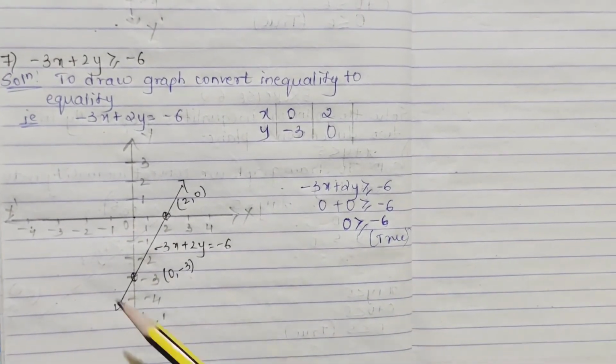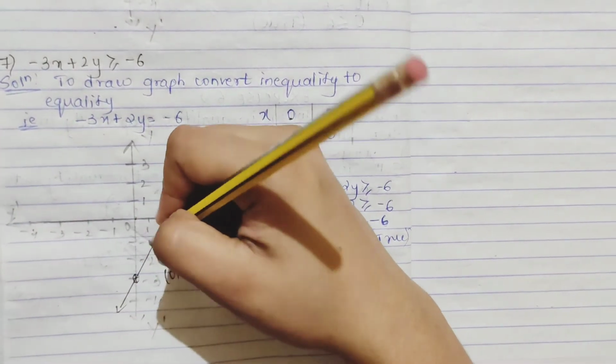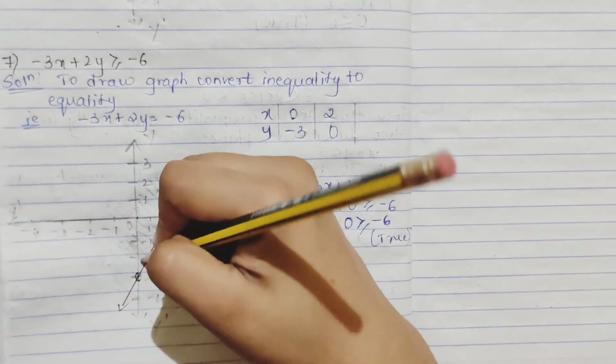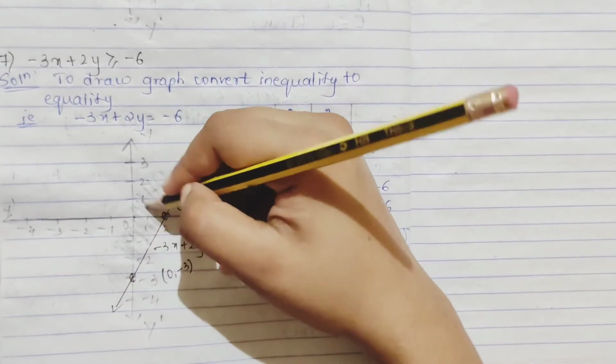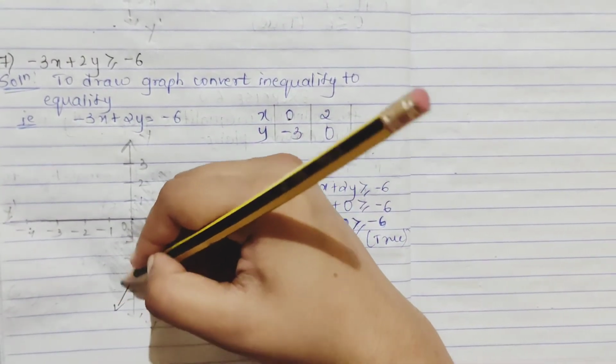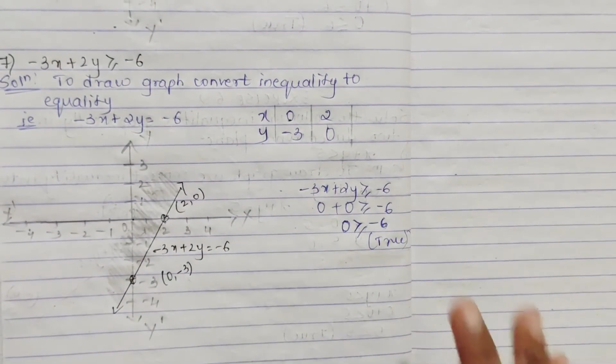So the true area becomes your shaded region. Where is your 0, 0? It is here. So this part is true, and this will be your shaded region. Like this you can shade. This section will be your true region, so shade this region. Okay, I hope this much is clear for you.